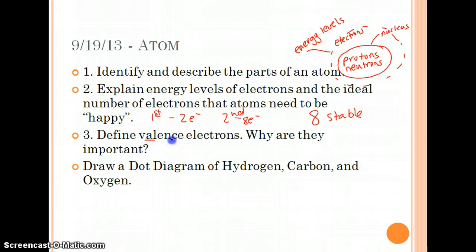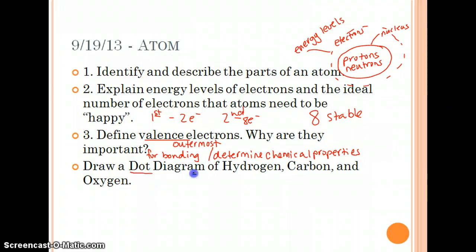Define valence electrons. Valence are outermost electrons. They're the most important because we talk about them when they bond. They are important for bonding, determine chemical properties, and they are shown in the dot diagram.